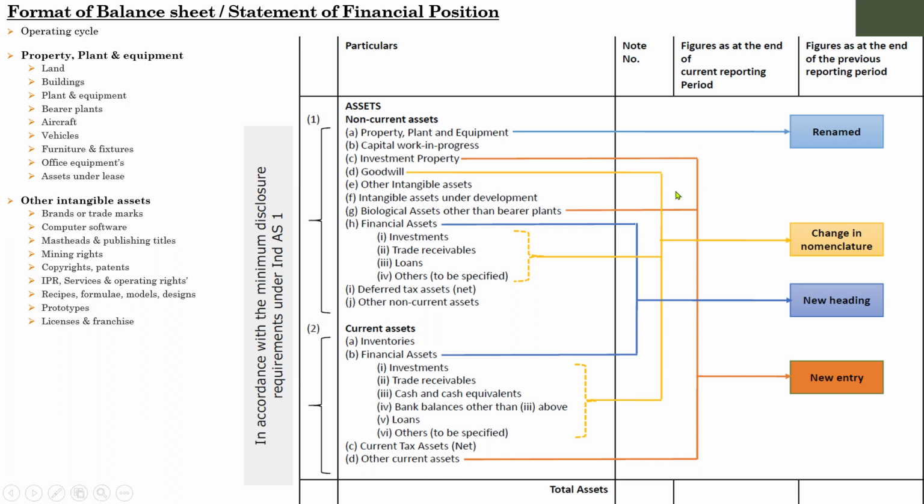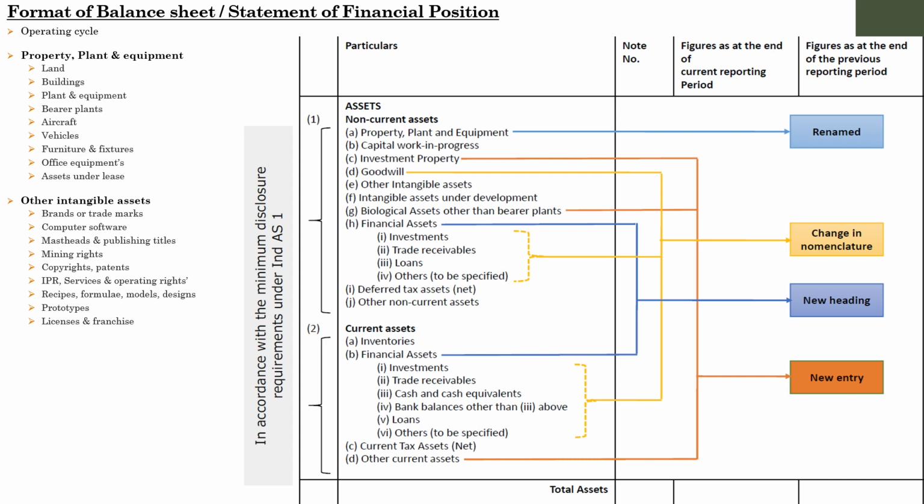Bearer plants also come under the category of biological assets. In order to consider an asset as a bearer plant, there are certain conditions. That is, there must be production and supply of agricultural produce, and it should be utilized for more than 12 months. And it's not only utilization for self-use, it should be for the sale of agricultural products.